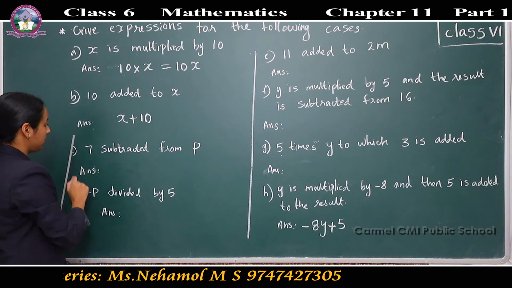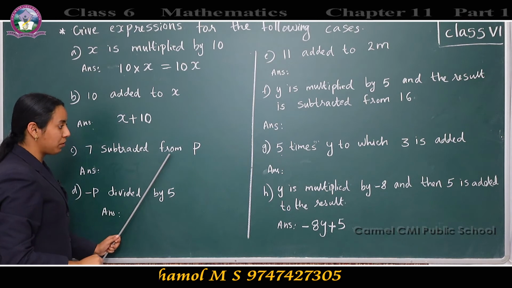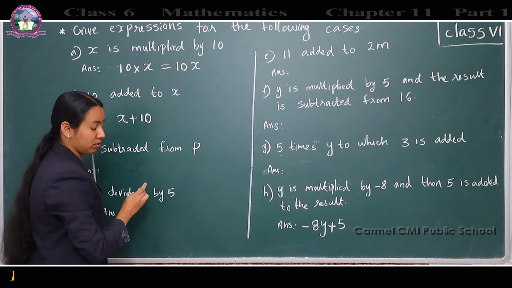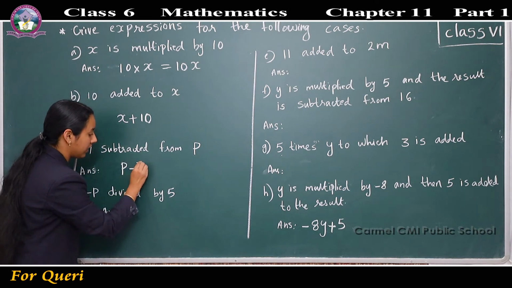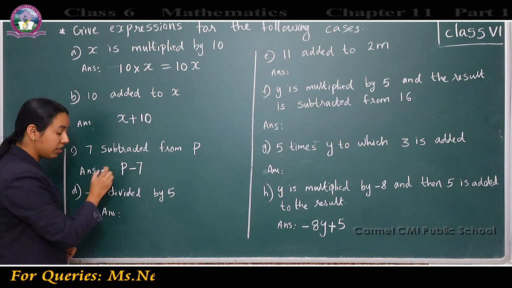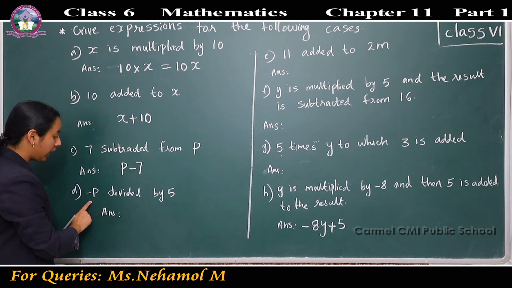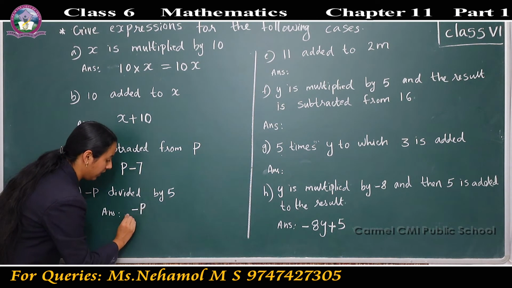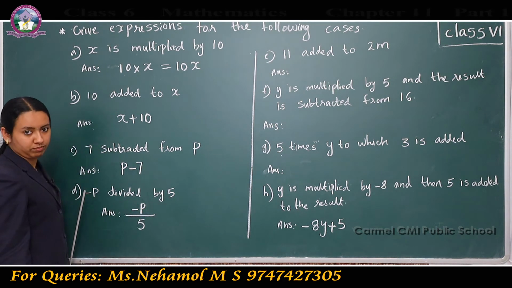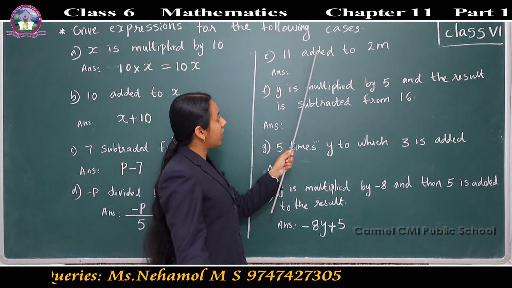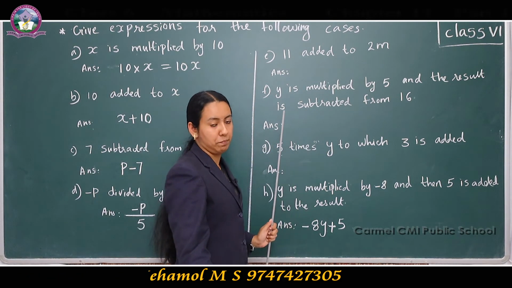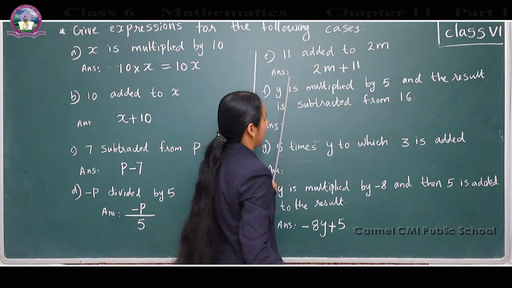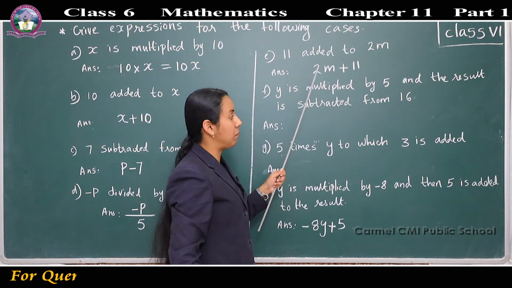Then next one, 7 subtracted from p. So, p minus 7. That is the expression. Next one, minus p divided by 5. Next one, 11 added to 2m. What is the expression? 2m plus 11.